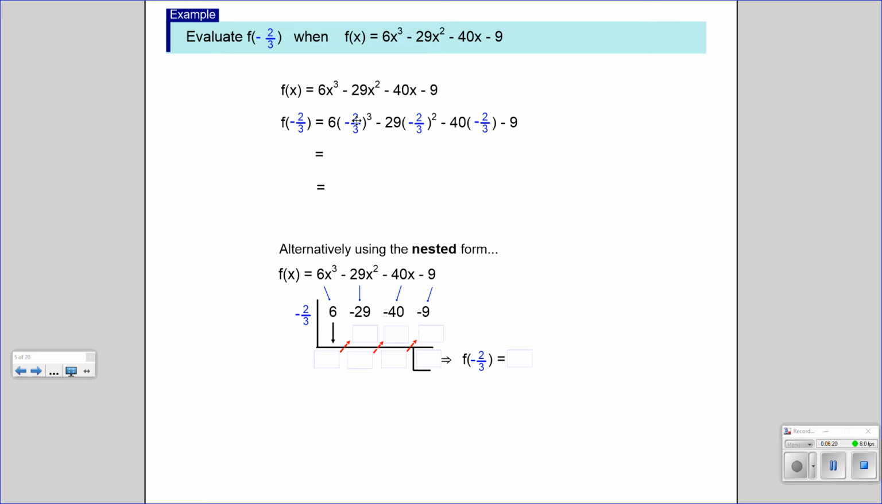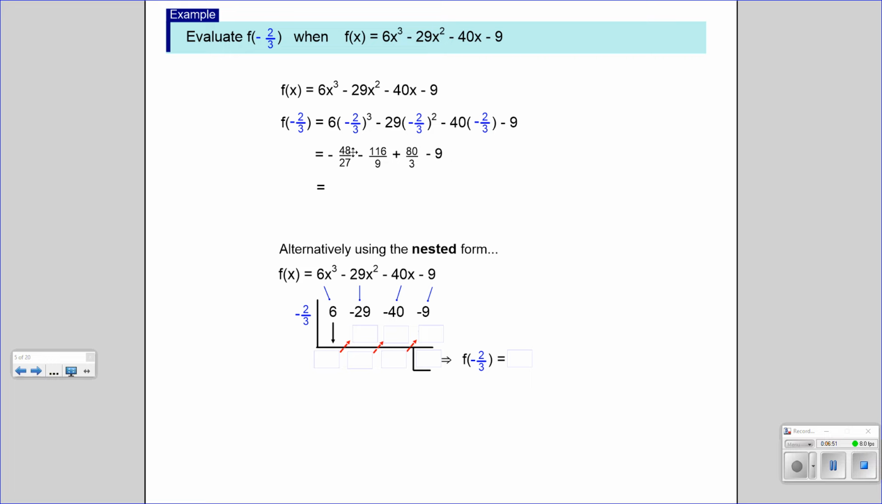Minus 2/3 cubed multiplied by 6 is going to give us minus 48 over 27. Minus 2/3 squared, well, it's going to give us, on the top line, a 4, on the bottom line, a 9. That 4 is multiplied by the 29, take account of the signs, etc., and we're going to end up with minus 116 over 9.